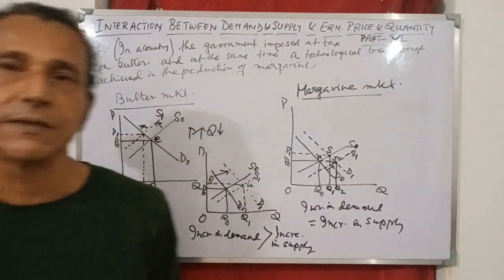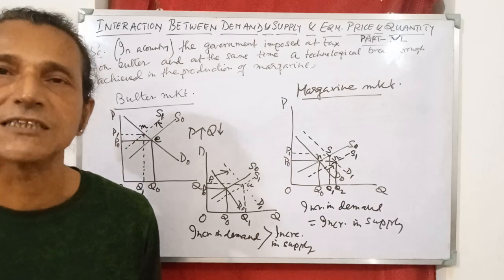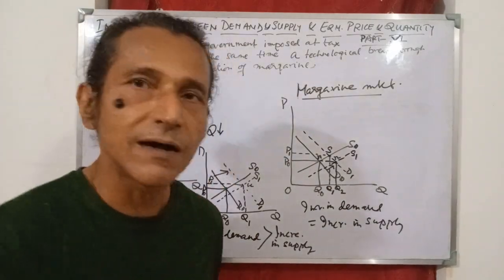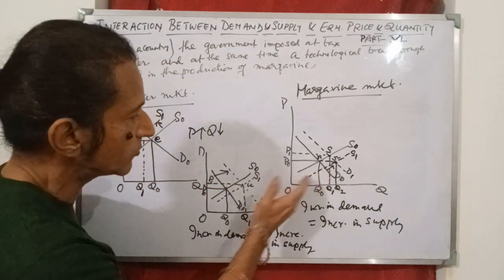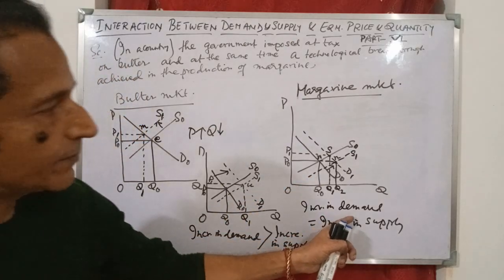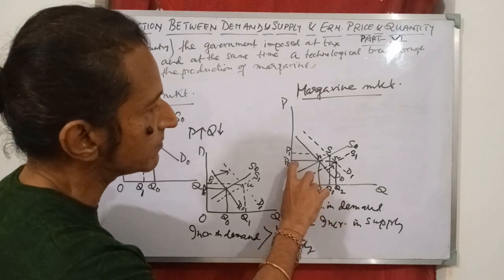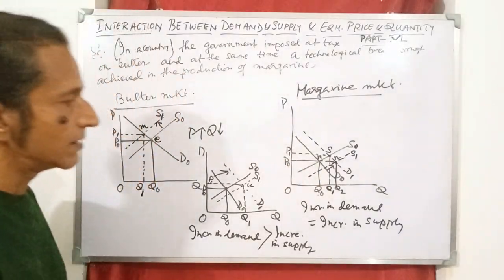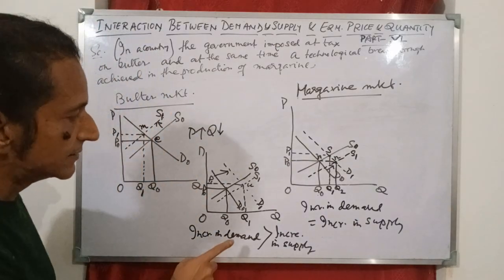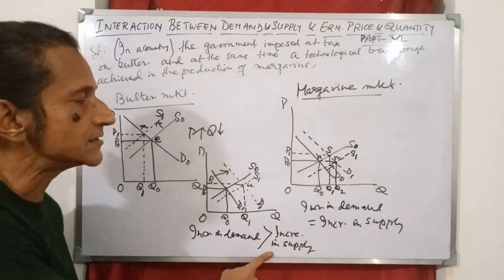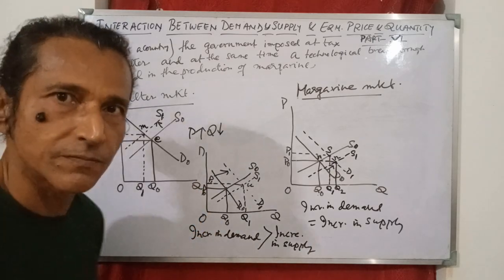And at the same time, since technological breakthrough has been achieved in the production process of margarine, the cost of production of margarine has fallen. As a result, the supply curve would shift parallelly rightward, supply would increase. I have shifted the supply curve rightward in both the cases. Here, the increase in demand is equal to increase in supply. That is why the equilibrium quantity has increased, but equilibrium price has remained at P sub 0. But in this case, the increase in demand due to increase in price of butter is much more than increase in supply. As a result, equilibrium price has increased as well as equilibrium quantity has increased.